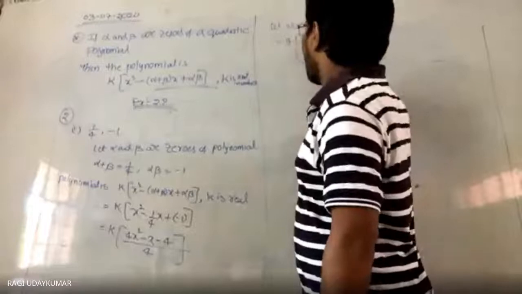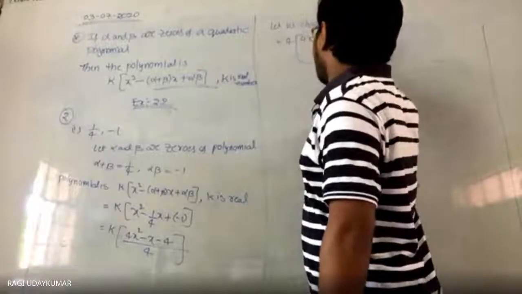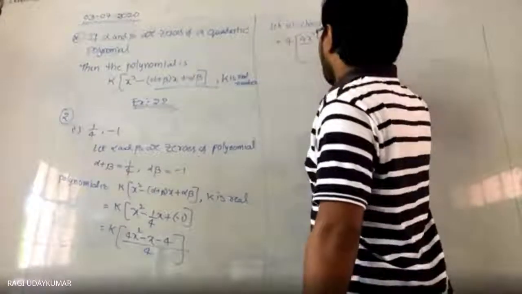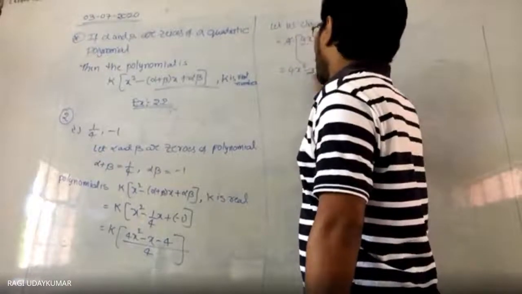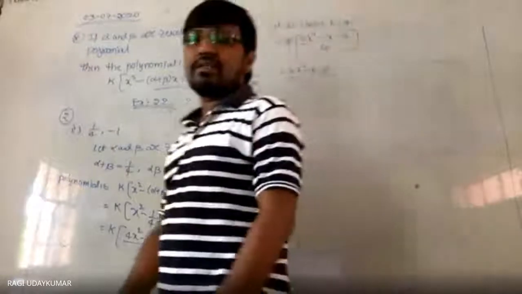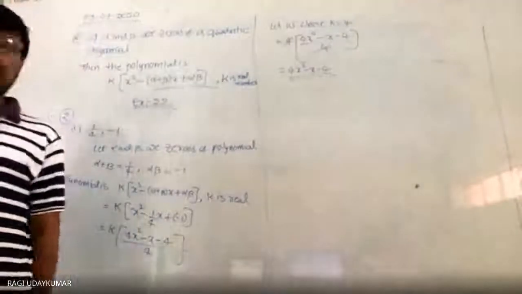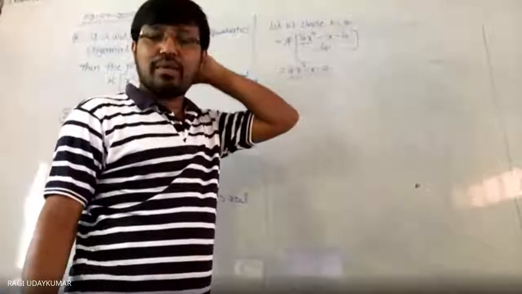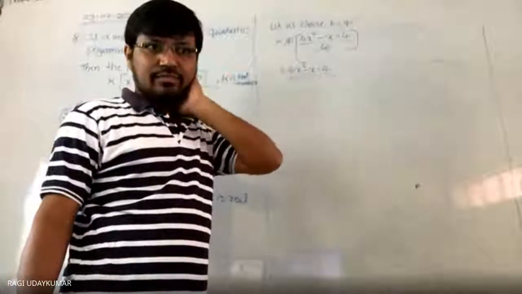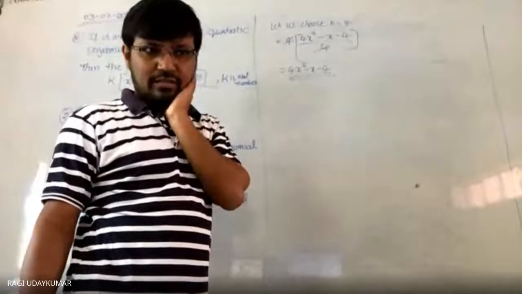So 4x square minus x minus 4 divided by 4, and this 4 and 4 will get cancelled. The required polynomial is 4x square minus x minus 4. 4x square minus x minus 4 is the required polynomial. Is it clear? Did you understand?